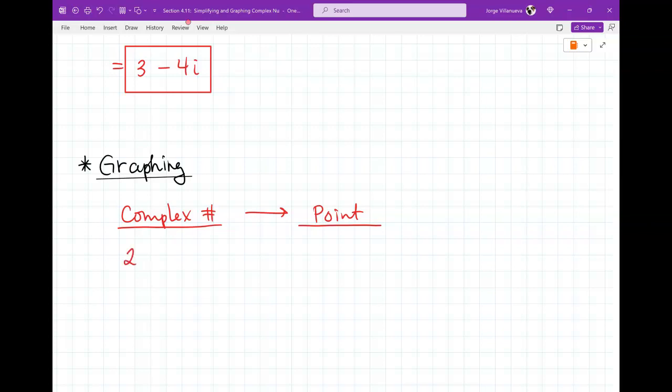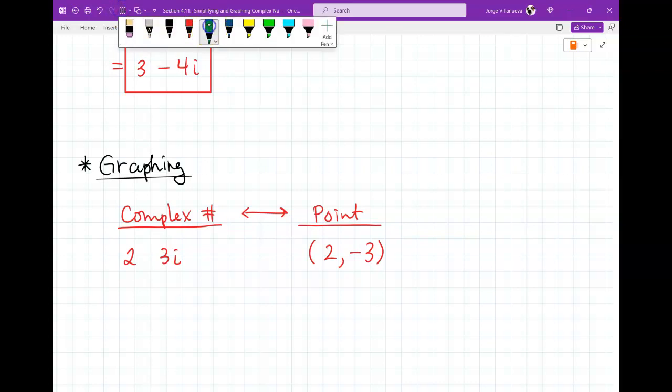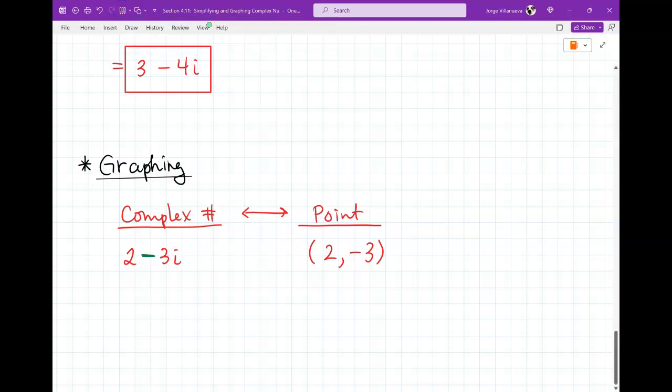If you have 2 plus negative 3i, that becomes 2 comma negative 3. And vice versa, okay? If they give you a point and they want you to write it as a complex number, that's the way you write it, from right to left. Okay? So 2 plus 3i. I'm sorry, I just realized I was supposed to write 2 minus 3i. Can you guys erase that, fix that on the left side? It's supposed to be a minus. I'm going to make it green so you guys see the change. It's supposed to be 2 minus 3i. So that's going to be 2 comma negative 3.